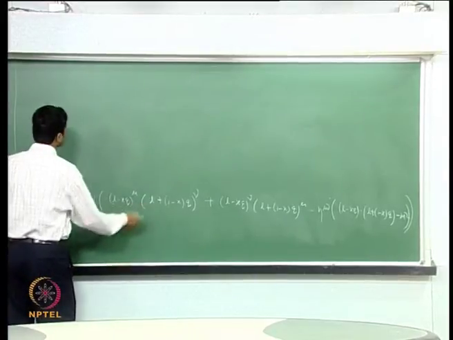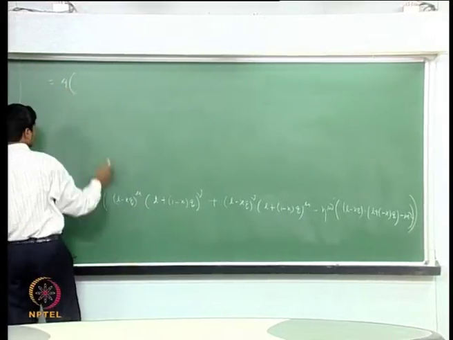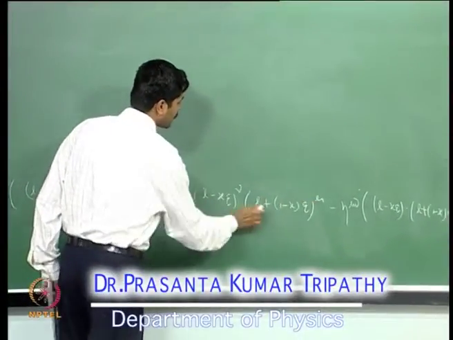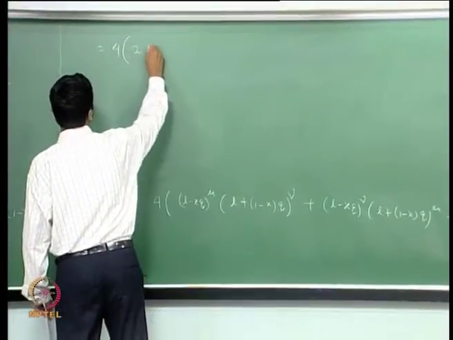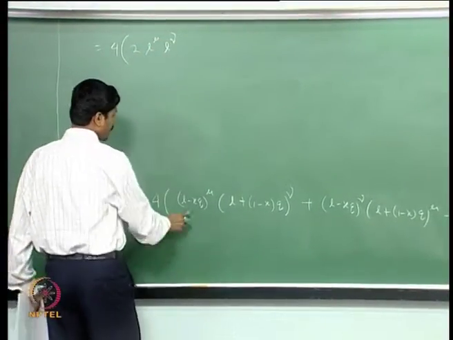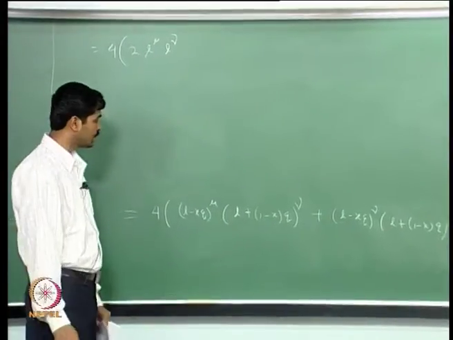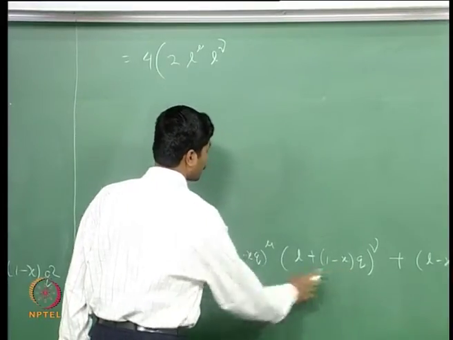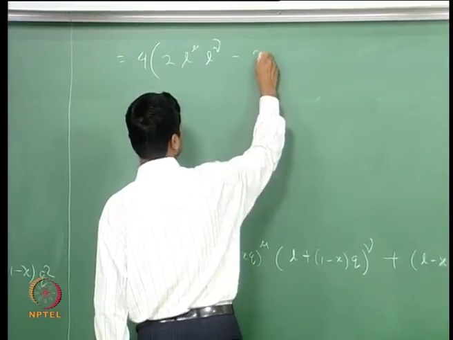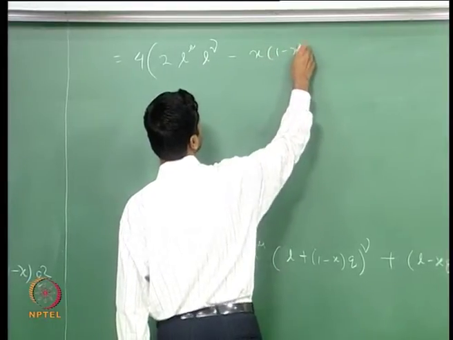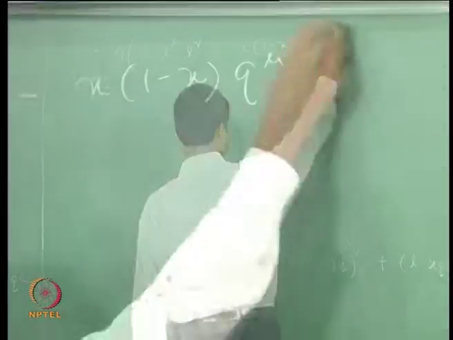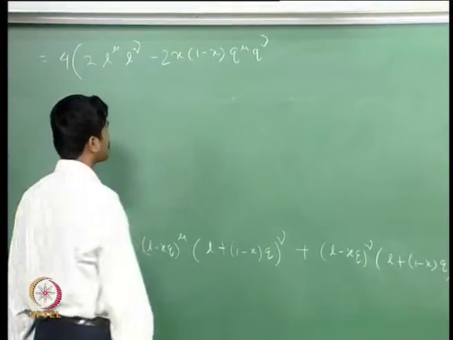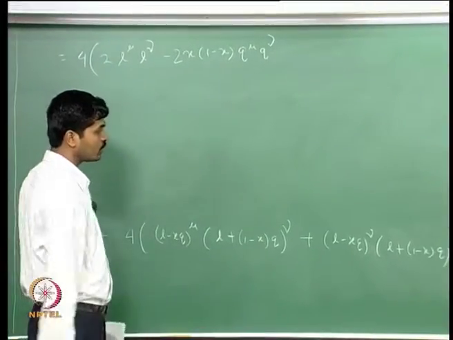So, what I will get here is, I will just get 4. This will give me L mu, L nu. This will again give me L mu, L nu, L nu, L mu. So, I have twice L mu, L nu. L mu times this will give a term which is linear in L mu, so I will not write it. However, this term multiplied by this term gives me minus x times 1 minus x q mu q nu. I will get one such term from here. So, this is minus 2 x 1 minus x q mu q nu.